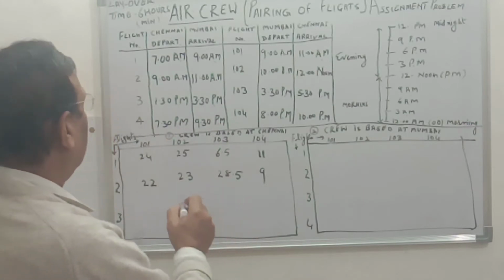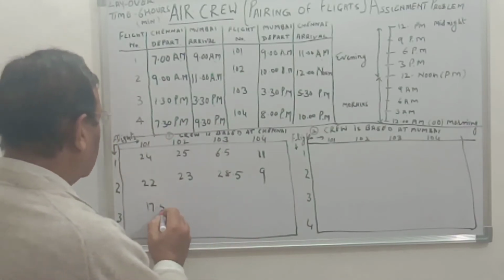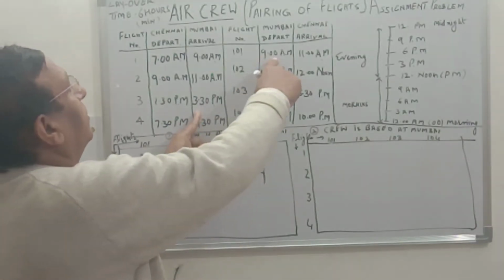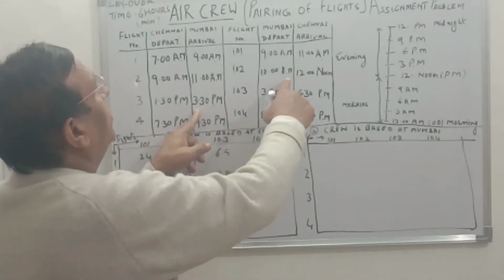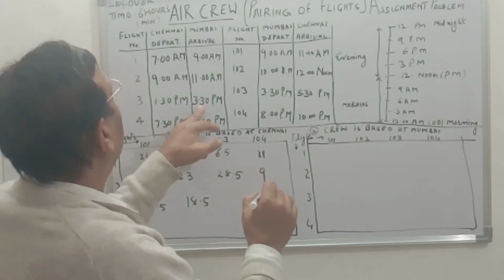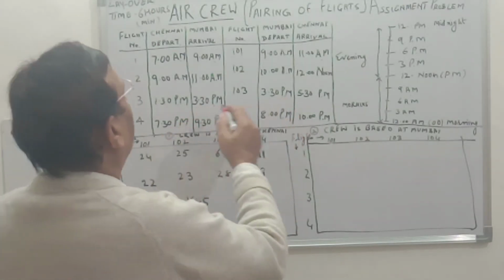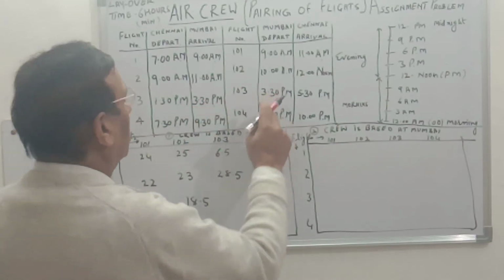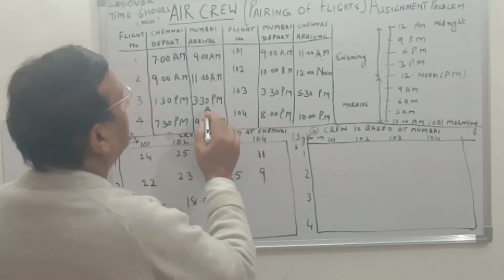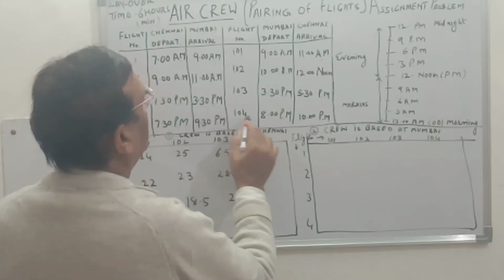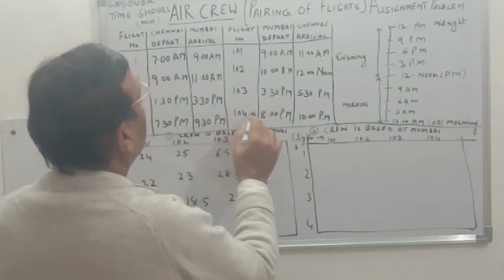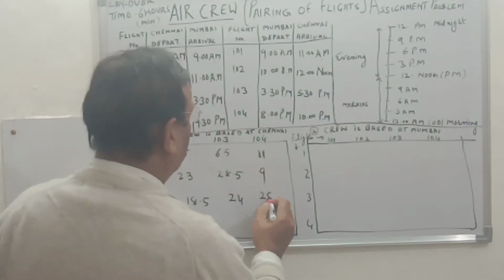So 17.5 hours from 3:30 p.m. to 9 a.m. Okay. Then 3:30 p.m. to 10 a.m., 1 hour more. Then 3:30 p.m. to 3:30 p.m. Gap 3:30 p.m. to 3:30 p.m. is 24 hours. 3:30 p.m. to 8 p.m., if it is in the same day, it is hardly 4.5 hours. So less than 6 hours. Again it will be 28.5 hours.